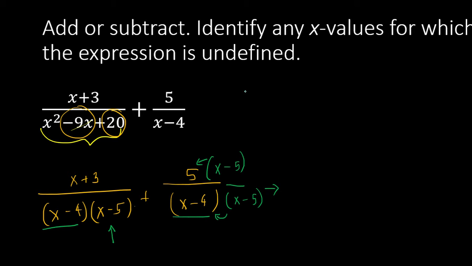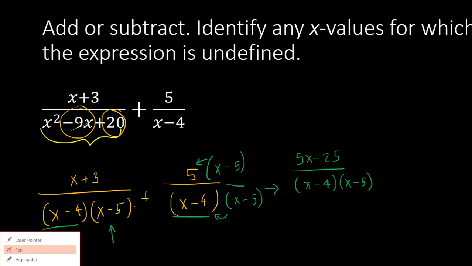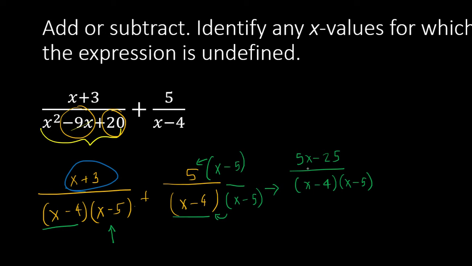Continuing, that gives me 5x minus 25 over, and I'll just leave this denominator factored, x minus 4 times x minus 5. So now I'm ready to combine. I'm ready to add these together. So I end up with, I'm taking this numerator and adding it to this numerator.